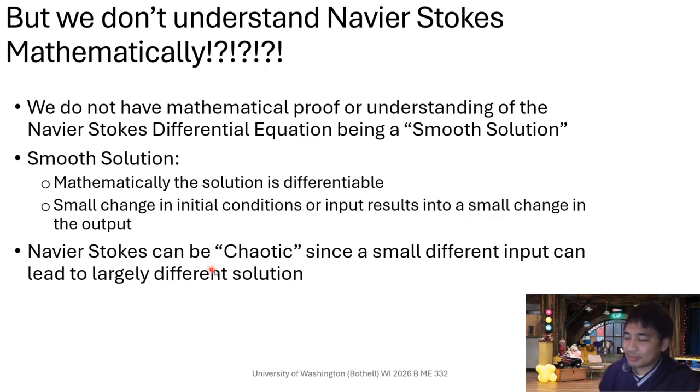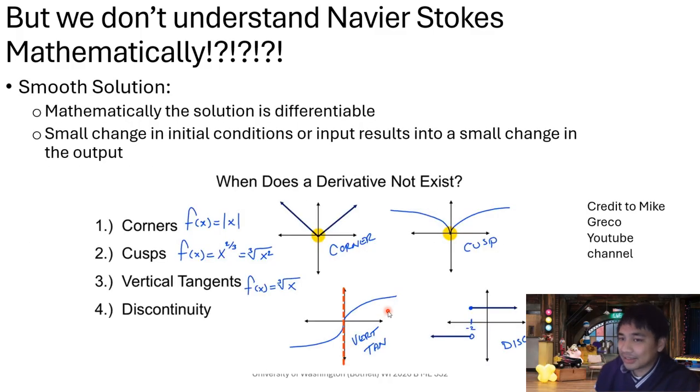So the Navier-Stokes equation in a way can be referred to as chaotic, since a small difference in input can lead to a very large difference in the solution. And I dug a little bit deeper just so you can understand this more, because it's interesting how this equation is so applicable. We use it for so many things, but there's a little caveat to it, right?